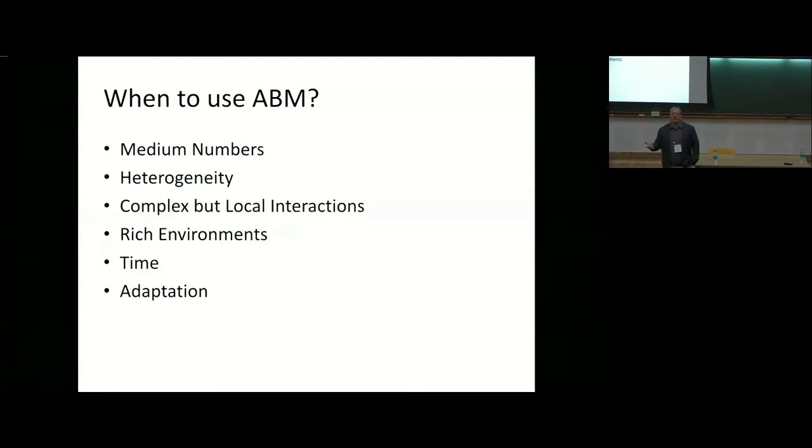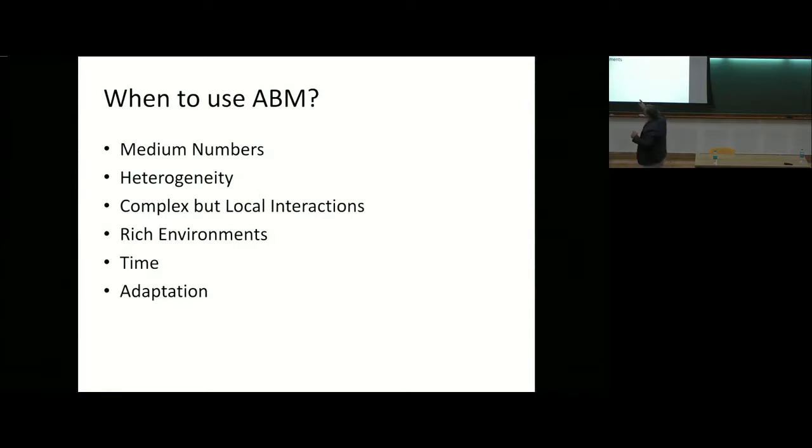Heterogeneity. If the agents are different from each other, if they have different properties, agent-based modeling is going to be more useful than other approaches. Complex but local interactions. Do the agents take actions based upon global information or based upon local interactions? And can they take different actions based upon their history of interaction with that particular person? That's why I call it complex interaction. Rich environments. Are they in a world that's just a flat space, or are they in a world where their environment is defined by social connections or by geography? Then agent-based modeling is going to be very useful.